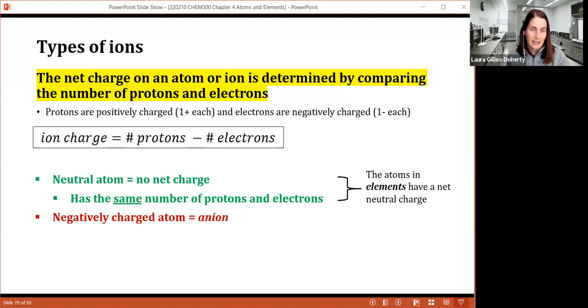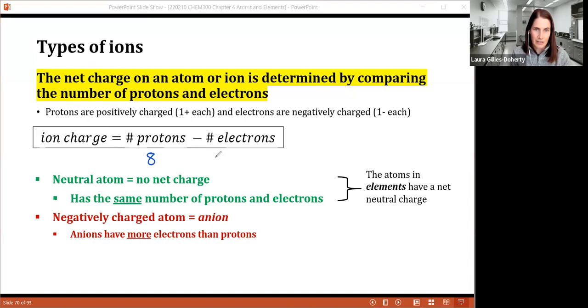If we end up with a negatively charged atom, we call that an anion. So if your ion charge ends up being negative, that's classified as an anion. And that happens when there's more electrons than protons. For example, if you have 8 protons and 10 electrons, more electrons than protons, you end up with a charge of 2 minus. And this would be classified as an anion because it has a negative charge.